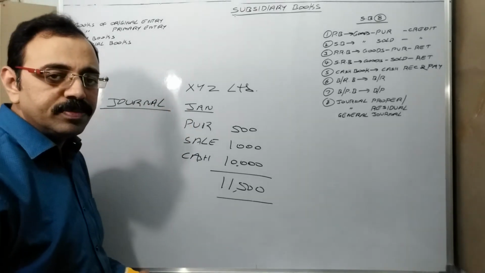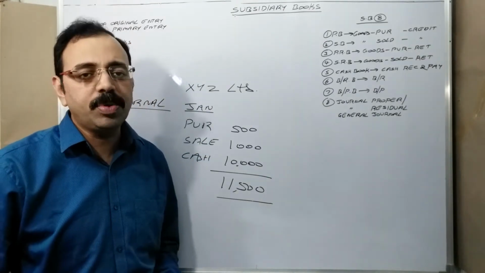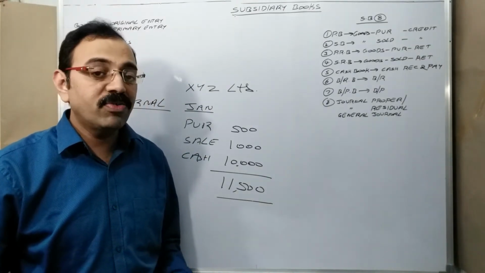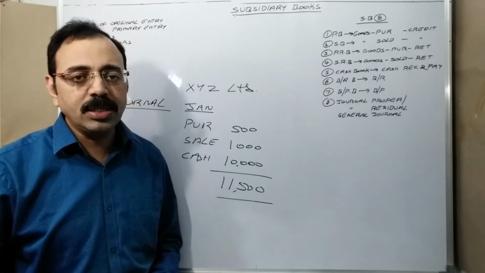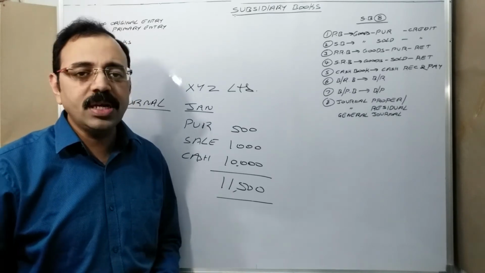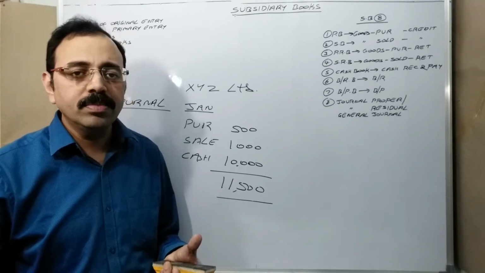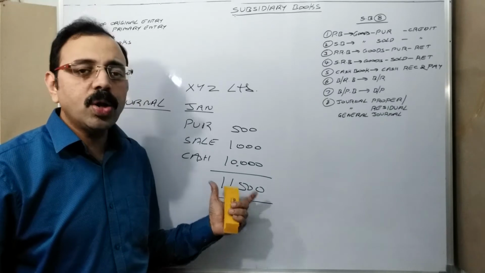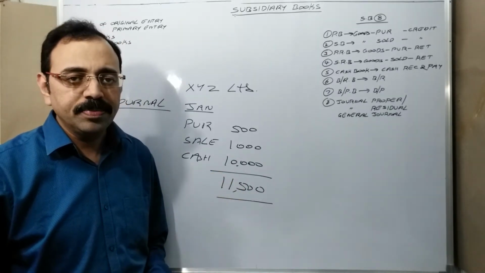Let us see. The first problem is that the journal book is maintained by one single person. So his workload increases, it affects his performance, and he may make some mistakes. Similarly, the journal book becomes bulky and it is very difficult to locate a particular transaction from the journal book.